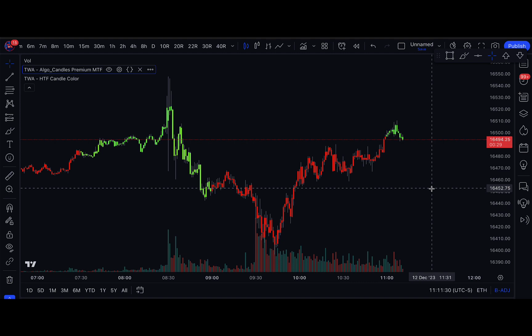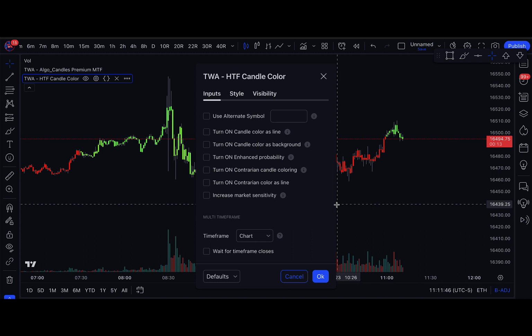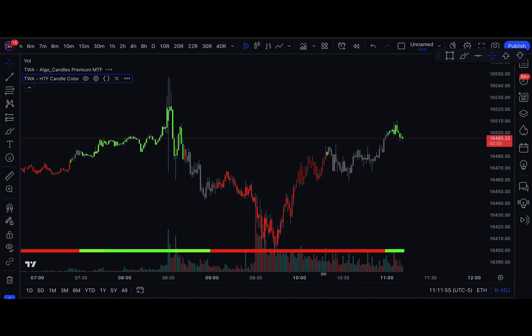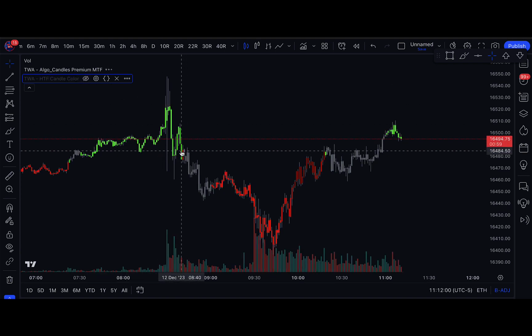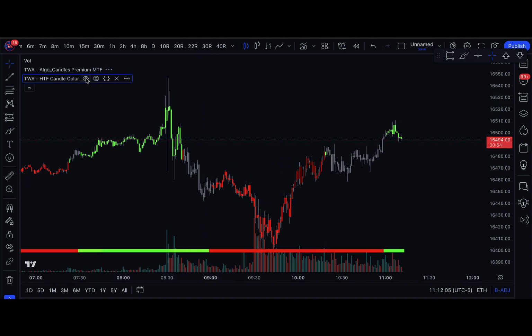Let it load. We're going to change this to a line chart, just so that way you can see it. There we go. And you can also have it off. So what is this? Why are the candles gray now? They were beautiful red up here, now they're gray. Well, what that means is just the higher time frame candle colors didn't agree with it yet. See how it didn't turn red to here?